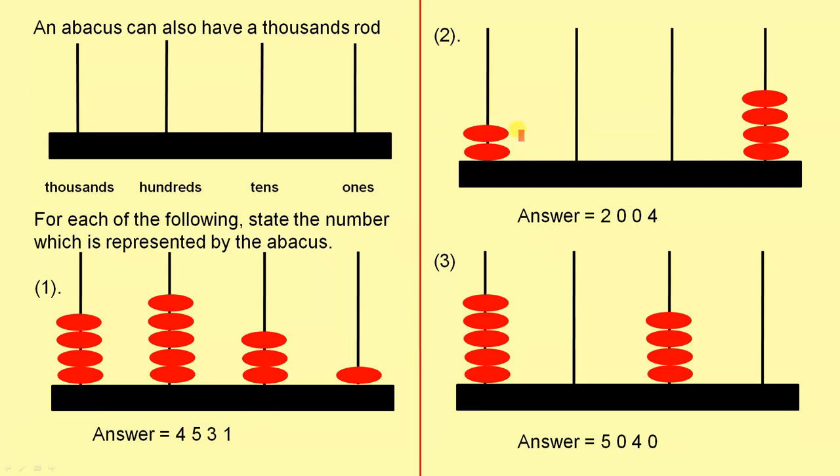The next one, we've got 2 beads. There they are. 1, 2, so there's your 2. 0 beads, 0. 0 beads, 0. 4 beads is a 4. 2004. And finally, 1, 2, 3, 4, 5 beads in that column. No beads in the next column. 4 beads in the tens column, and no beads in the ones column. So the answer is 5040.